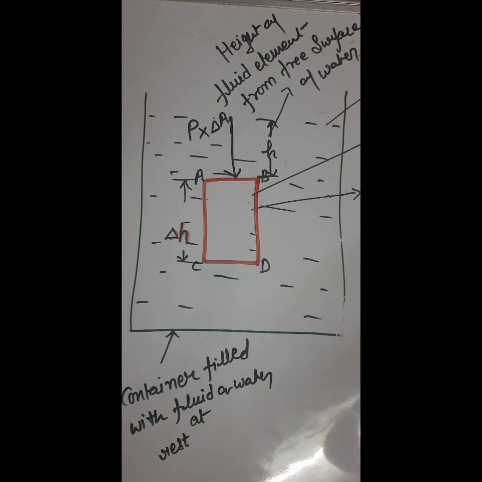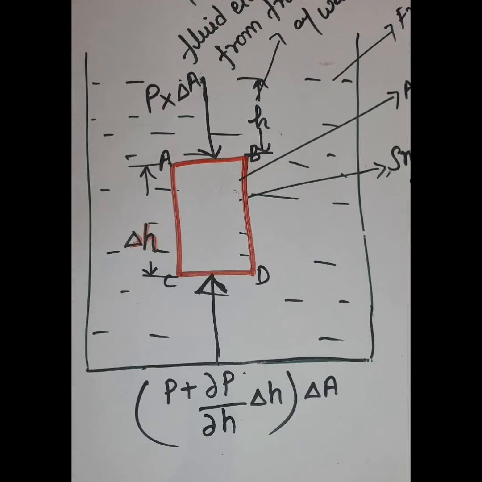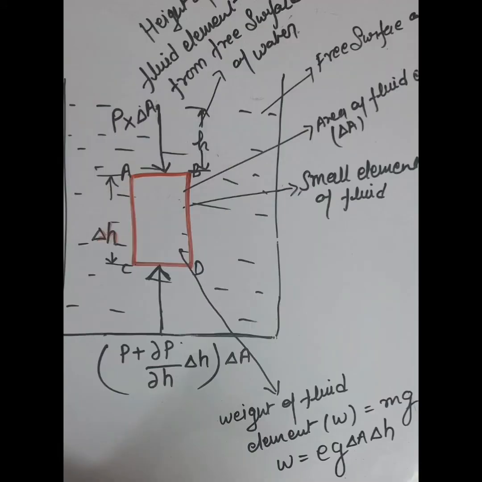First, the pressure force which is acting on the side AB. Force is equal to pressure into area. Pressure is denoted by P and the area of this fluid element is del A. So the pressure force applied perpendicular on face AB is P into del A. Second, an opposite force is applied on the face CD. So it is P plus the change in pressure with respect to change in distance H, into del H, in bracket, into del A.